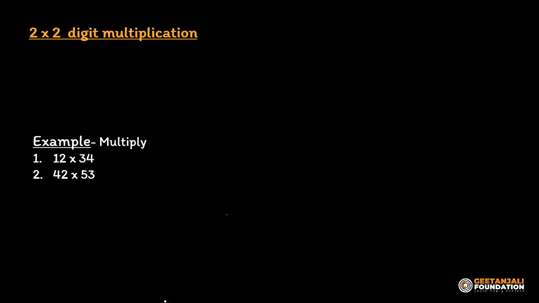So we start with a very small example. Here I have taken 2 by 2 digit multiplication. That means both the multiplicand and the multiplier have 2 digits. So in the first example we have 12 and 34. You can notice that both the numbers have 2 digits. I'll explain the steps first. I have written a few dots here. You must understand what these dots are all about.